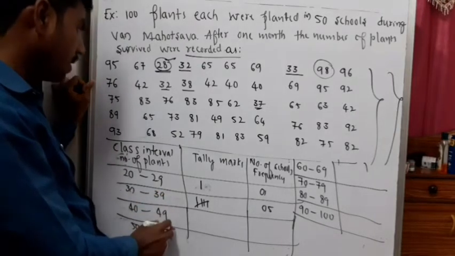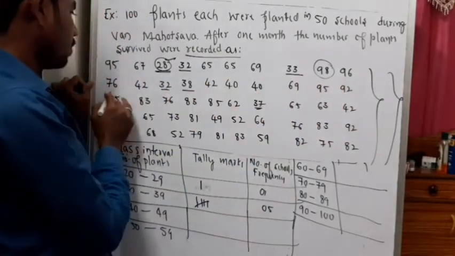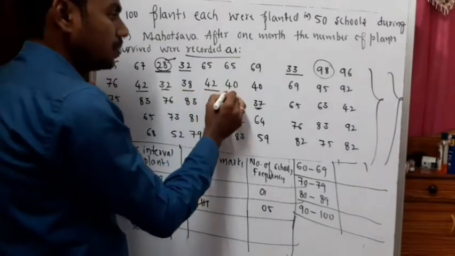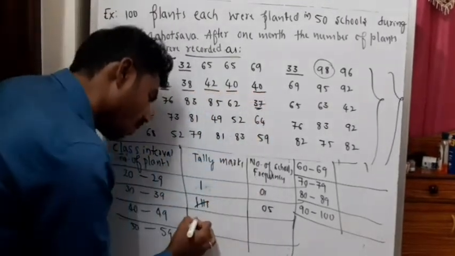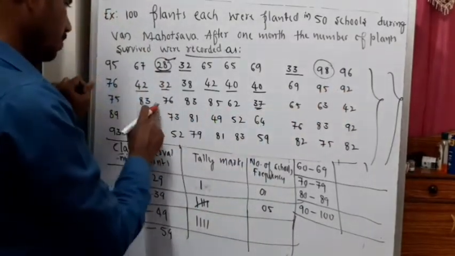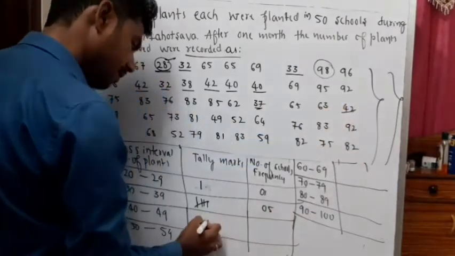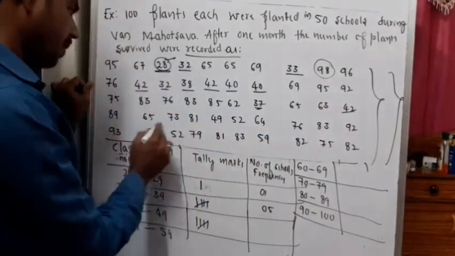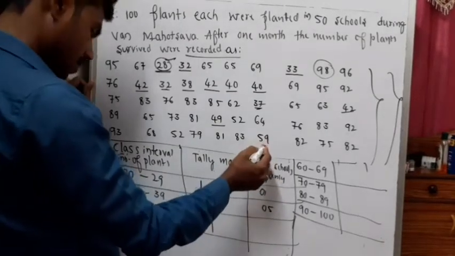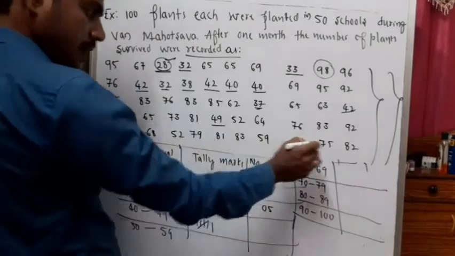Next 40 to 49. 1, 2, 3, 4, 5, 6. 6 are there.